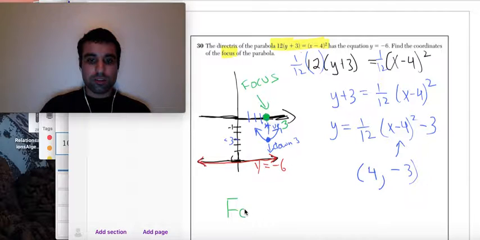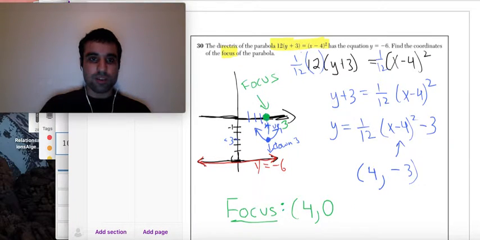Focus is 4, 0. What just happened to that parentheses? Sorry guys, this is getting on my nerves. Our focus is 4, 0. There we go.